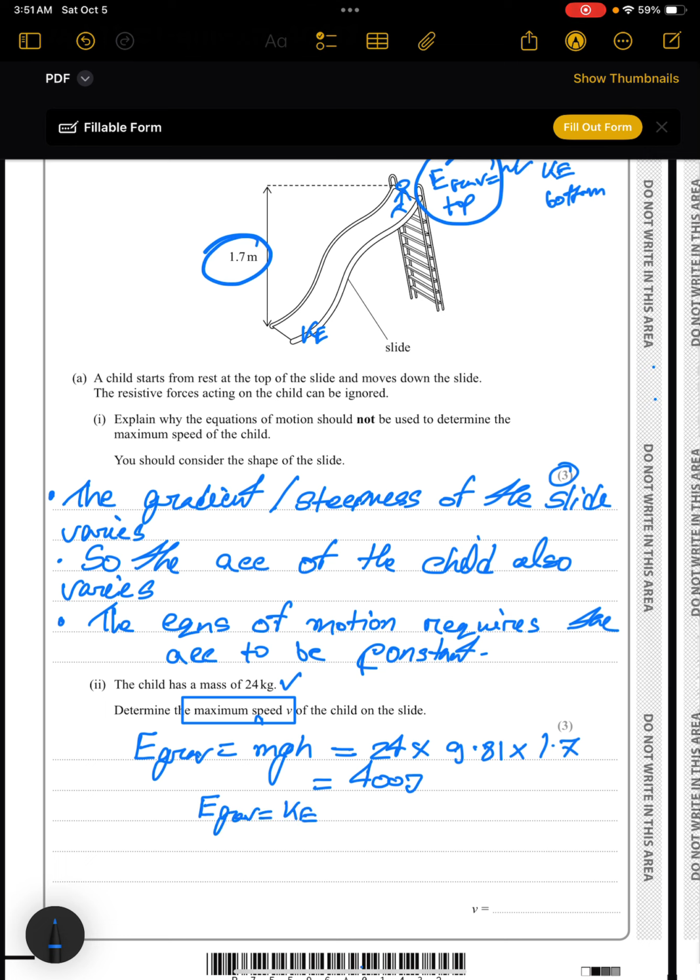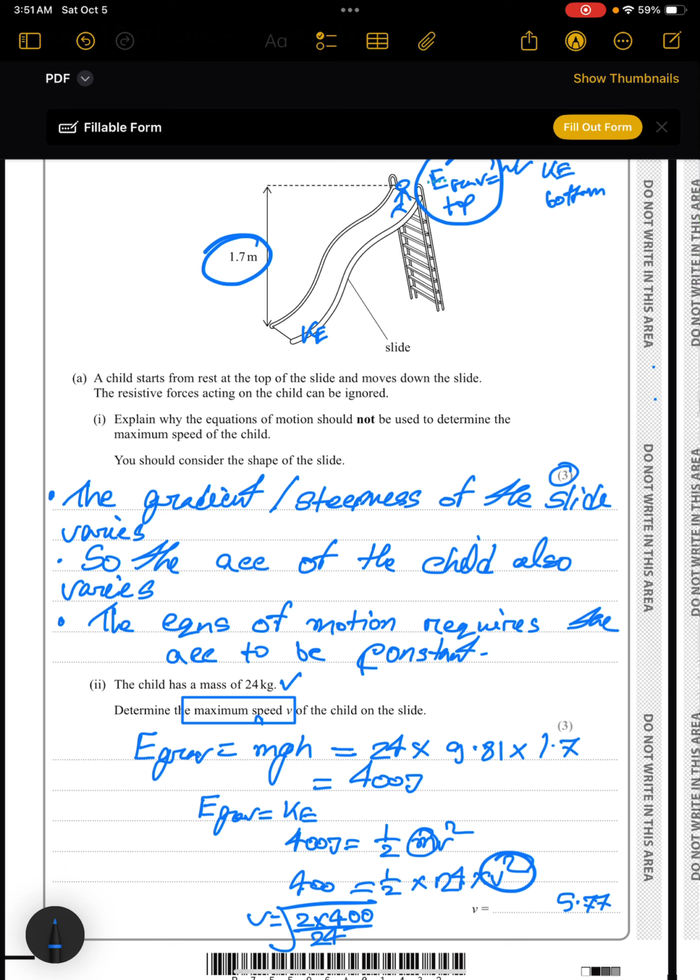So we can say the kinetic energy, 400 joule, is equal to the formula of kinetic energy, half mv square. And this mass, we all know, half into 24 into v square is equal to 400. So this v square will be equal to 2 into 400 divided by 24, and the value of v will be 5.77 ms^-1. So we're done with question number B.